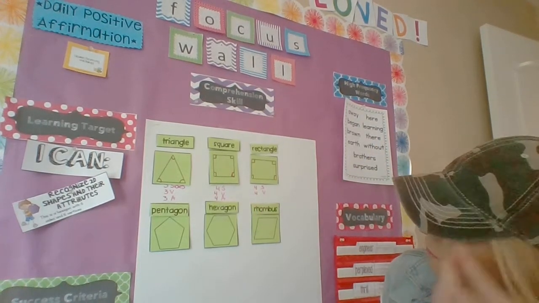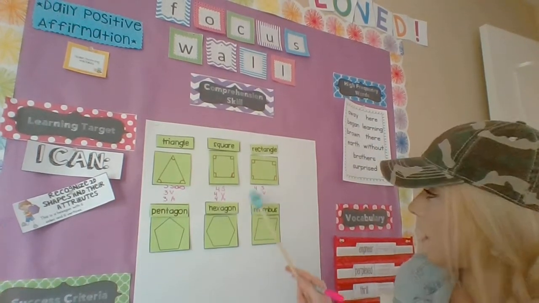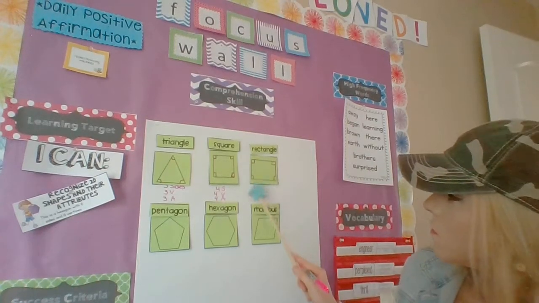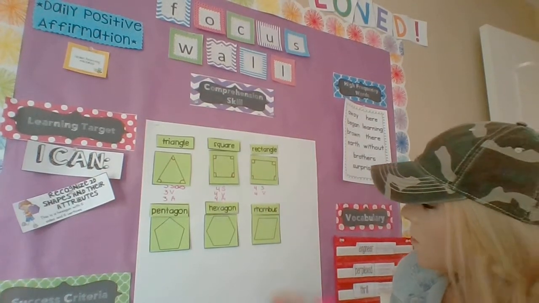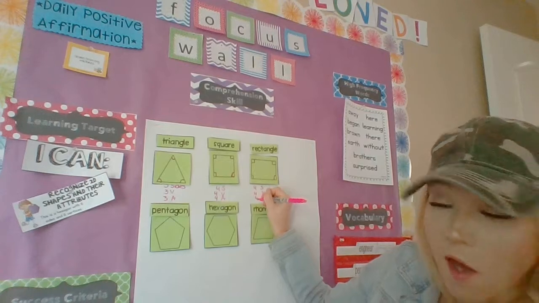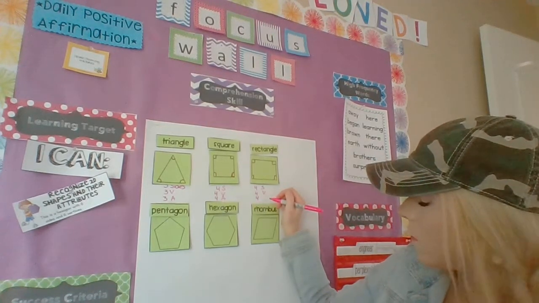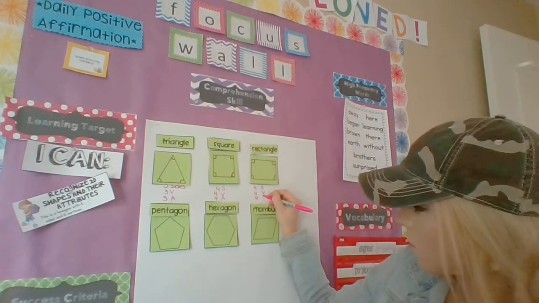Okay, let's count the angles. Ready? Begin. 1, 2, 3, and 4. So the rectangle also has 4 sides, 4 vertices, and 4 angles.